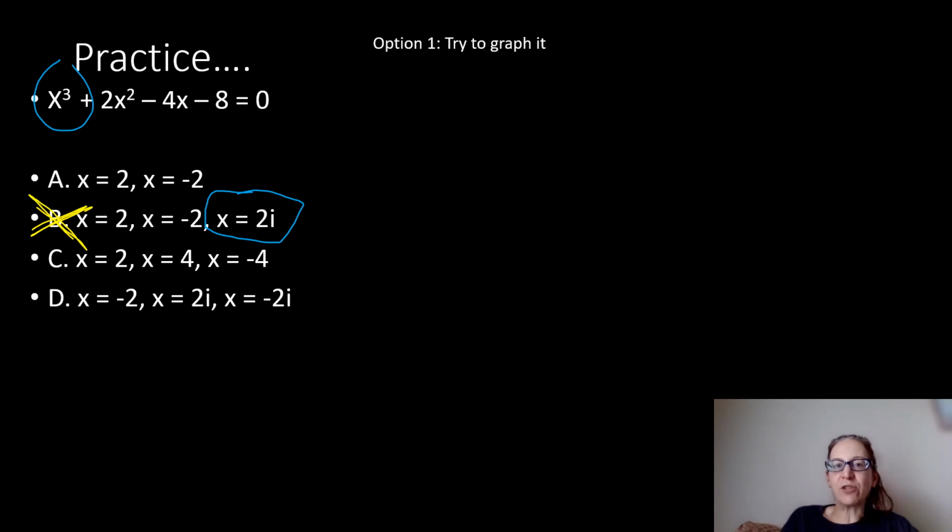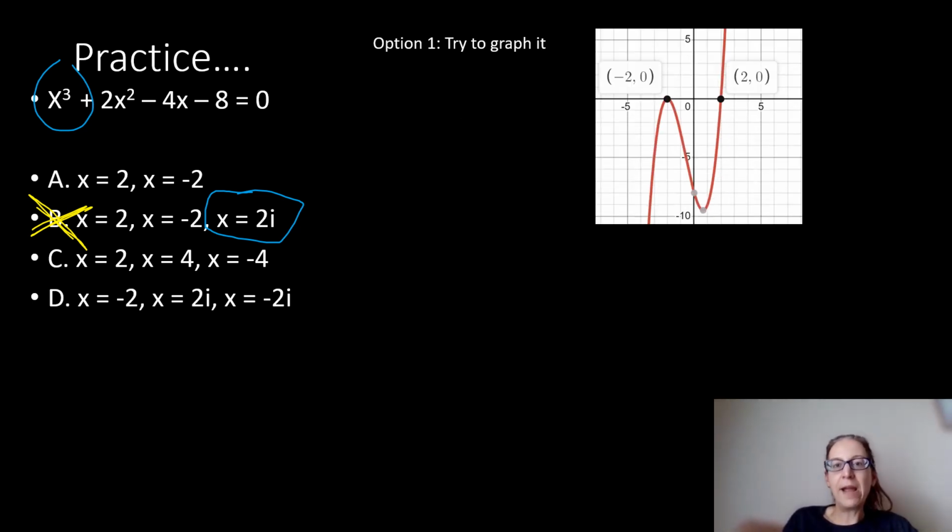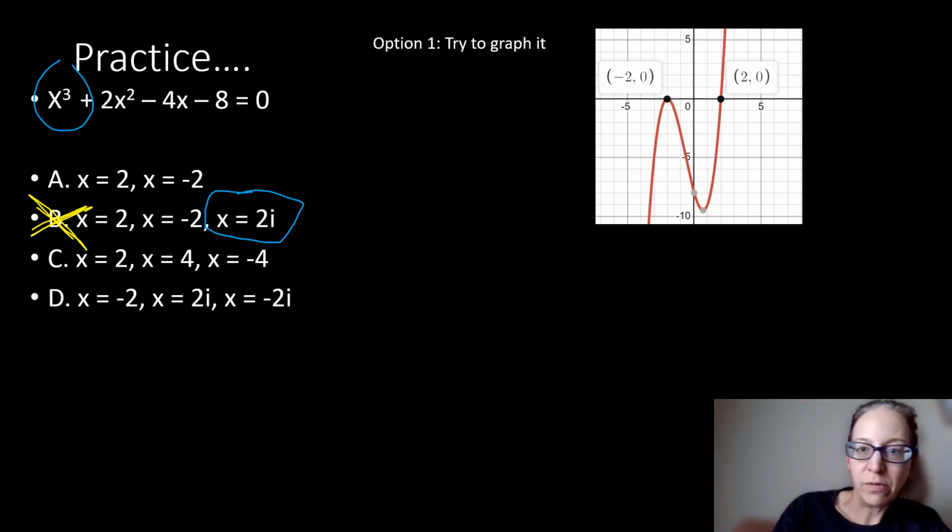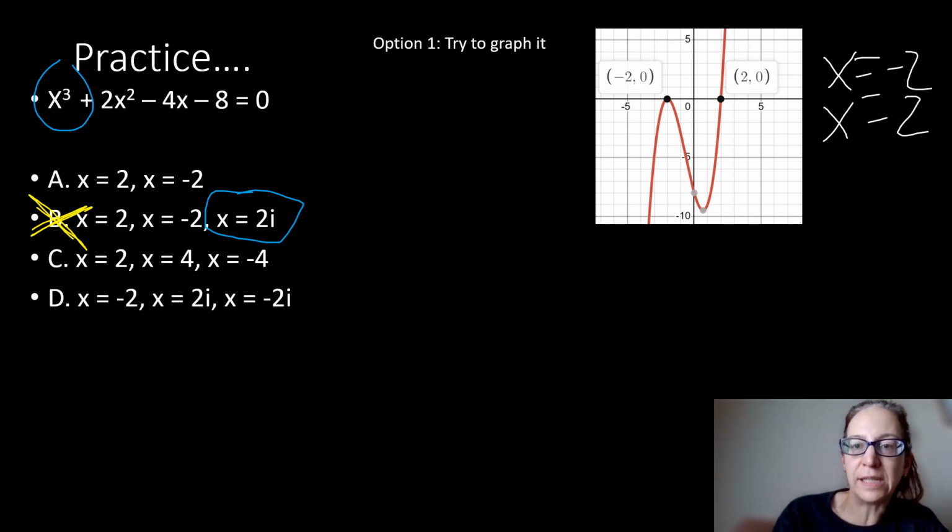So one of your options, which might be what you did, was to try and graph it. Okay, and when I look at the graph, I can see 2 and -2 as answers. So I have x equals -2, and I can also see x equals 2. So A could still be it. It's not answer choice C, because if it were, this graph would cross at 4 and -4, and it doesn't.